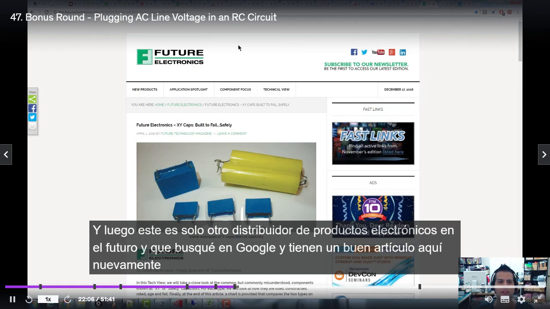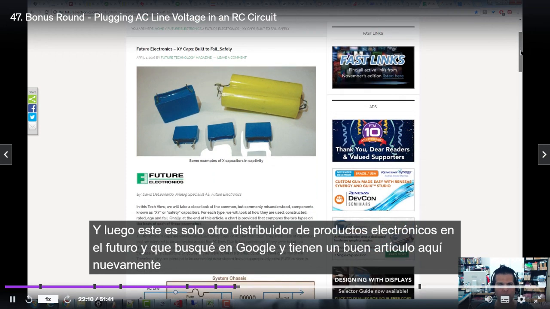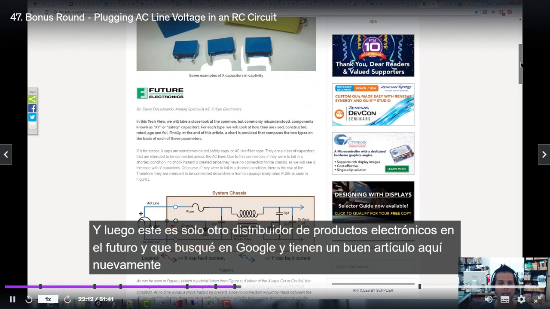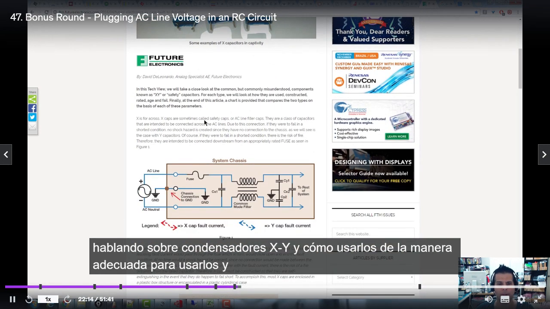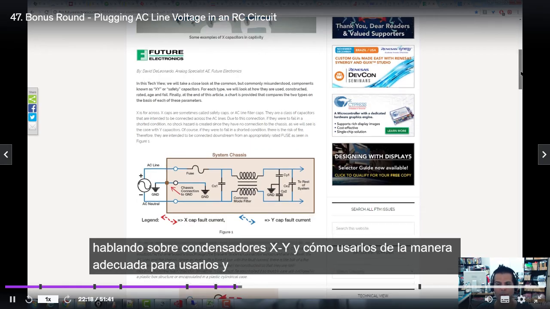And then this is just another distributor, Future Electronics, that I Googled. They've got a nice article here, again talking about X and Y capacitors and the proper way to use them and all that.